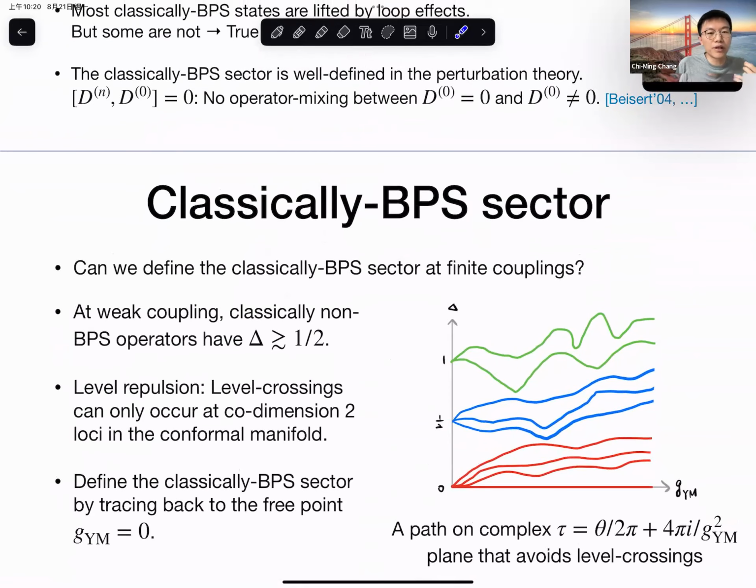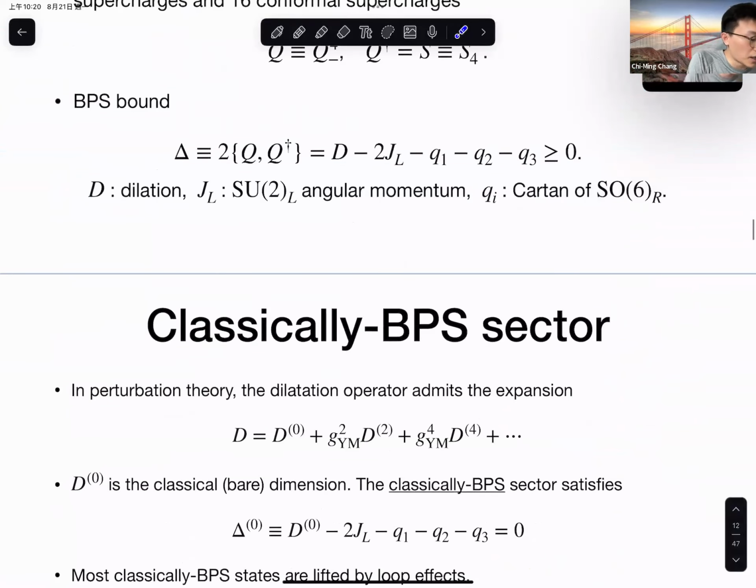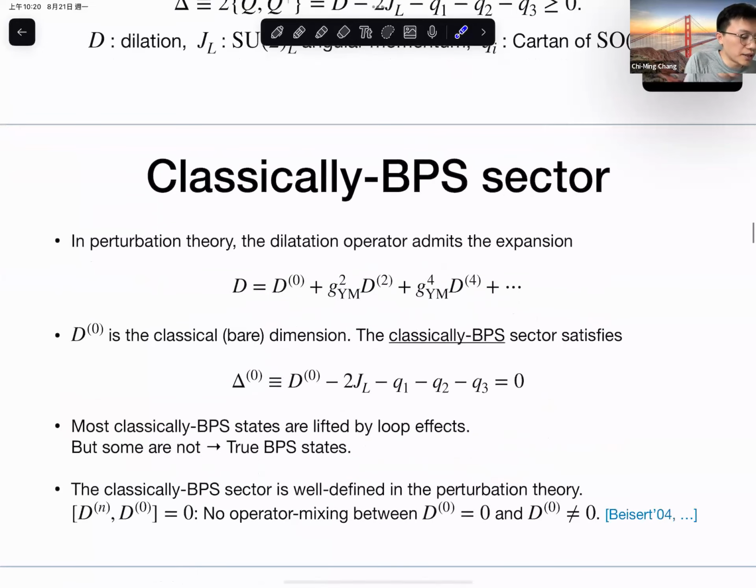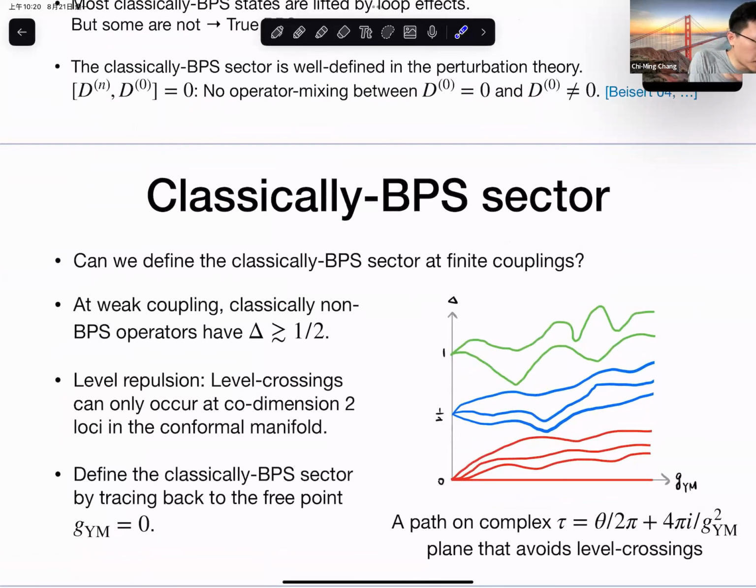To define it at finite coupling, you need a way to distinguish which operators are in the classically BPS sector and which are not. At weak coupling, the classically non-BPS operators have delta greater than or equal to 1/2. That is because the classical dimension can also only take integer or half integer values, so if you want to violate this equation, it can only be violated by an integer or half integer value. So we have this plot. At g Yang-Mills equals 0, these are classically BPS operators, and these are not.